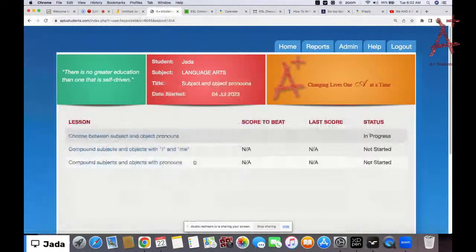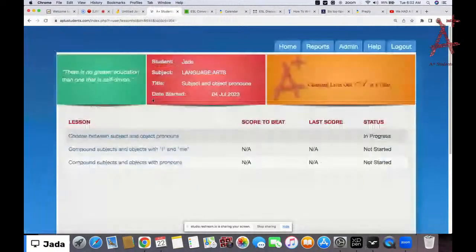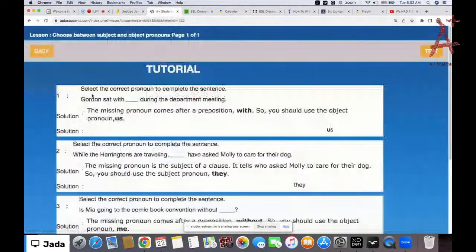So we will have the first lesson. It has 3 lessons here. So we will try to answer the 3 lessons today. Okay? And we will go through it and let's see then. So the first lesson is choose between subject and object pronouns. So we need to choose between subject and object pronouns.